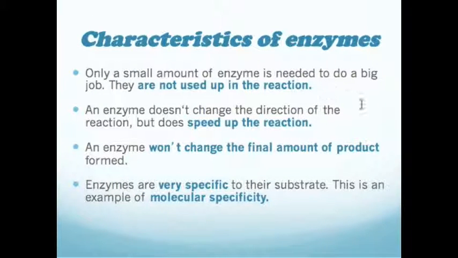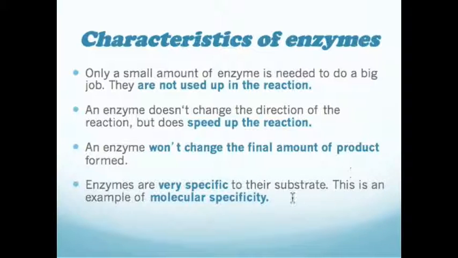So the characteristics of an enzyme: you only need a small amount of enzyme to achieve a large reaction. They are not used up in the reaction, which means they can be used multiple times, over and over. But this does not speed up the reaction, and it does not change the direction the reaction proceeds in. So enzymes only lower the activation energy and allow the reaction to proceed in the direction which makes sense. So if you have a large amount of product, the reaction will proceed in the reverse direction. If you have a large amount of reactant, the reaction will proceed in the forward direction.